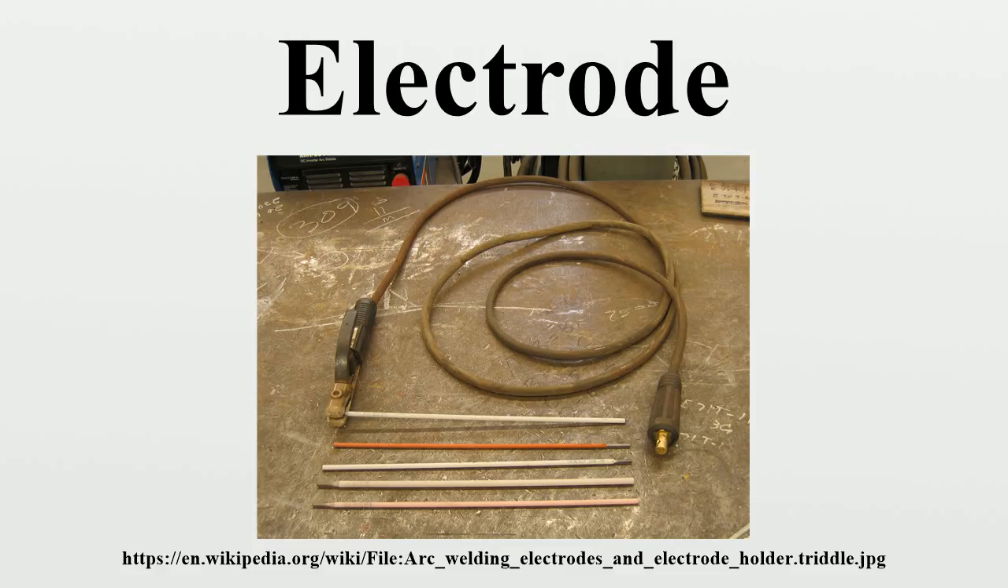Primary cell. A primary cell is a special type of electrochemical cell in which the reaction cannot be reversed, and the identities of the anode and cathode are therefore fixed. The anode is always the negative electrode. The cell can be discharged but not recharged.